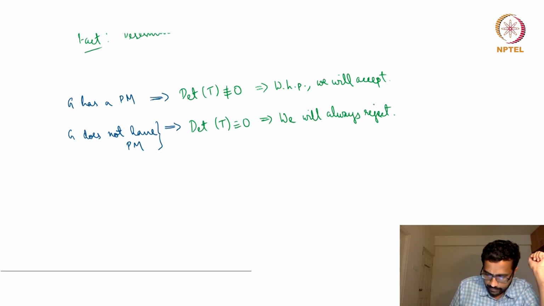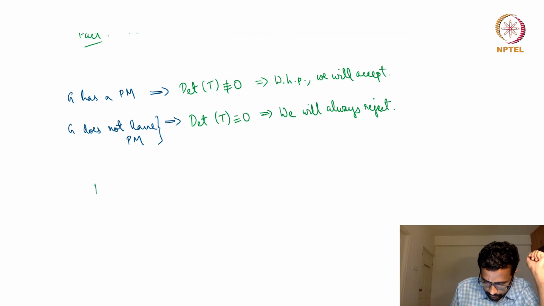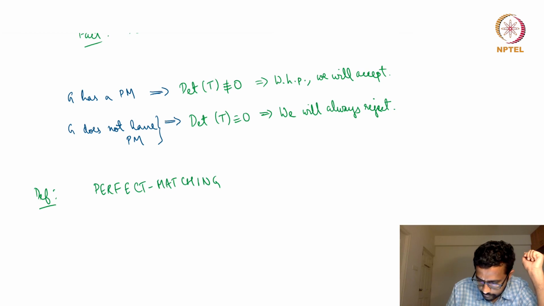I'll state the final result. I'll just define the language. Perfect matching, or maybe I'll call it bipartite perfect matching, is the set of graphs G where G is a bipartite graph.